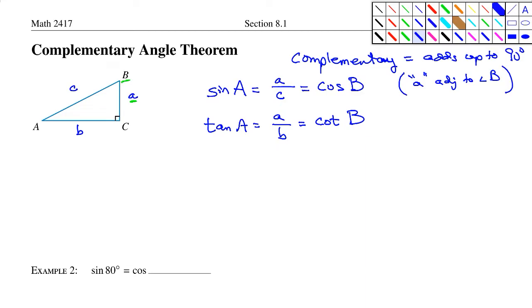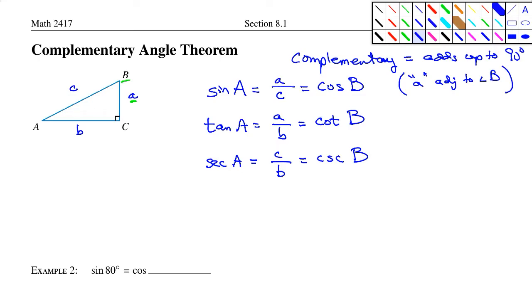Now let's look at secant of A. Secant of A is C over B, because secant is hypotenuse over adjacent, and B is adjacent to angle A. But that is the same as the cosecant of angle B, because B would be opposite angle B, and you would have hypotenuse over opposite if you're dealing with angle B.